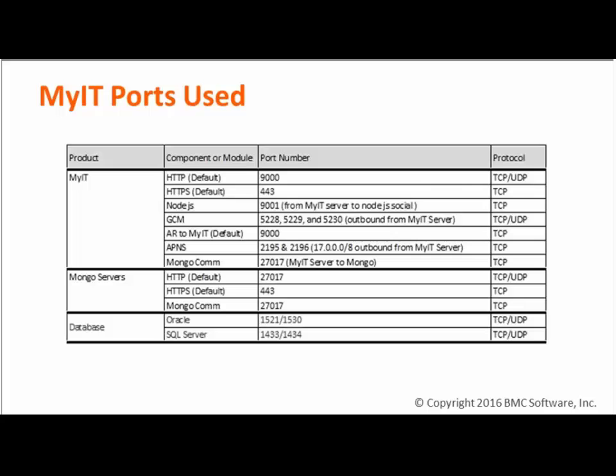So the social and Tomcat both are on the same server. So when you install MyIT on a server, and if you're using the bundle Tomcat, it is going to deploy the bundle Tomcat and the Node.js. So both are sitting on the same server, and this is for the internal communication between these two servers. It's not exposed outside, the Node.js port.